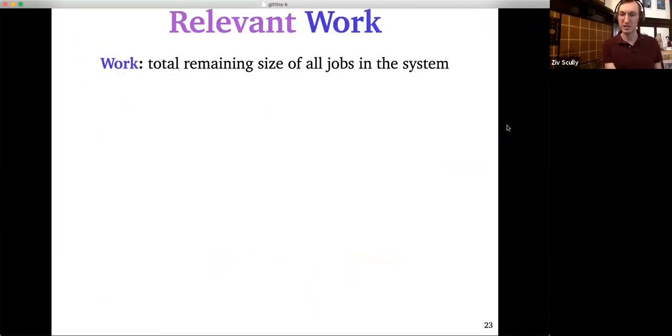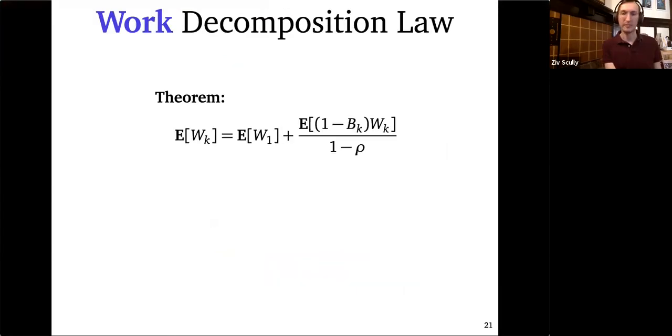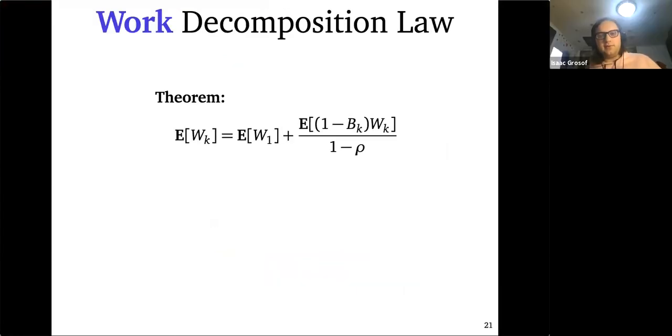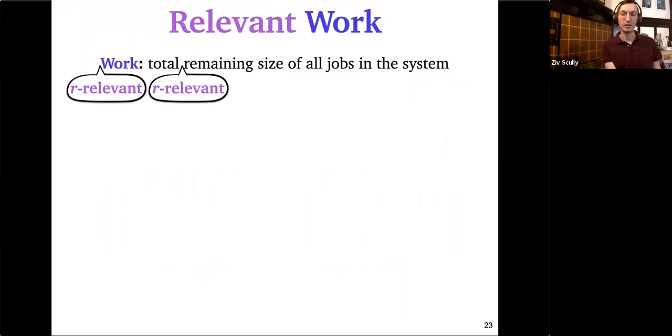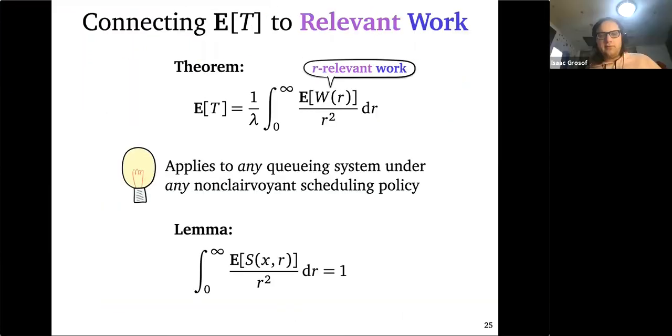The work decomposition law. Sorry, I meant the first one you showed. Oh, you mean this one? Response time in terms of work. Yeah. Is there any reason to believe that we could get a formula like this for anything but Gittins?